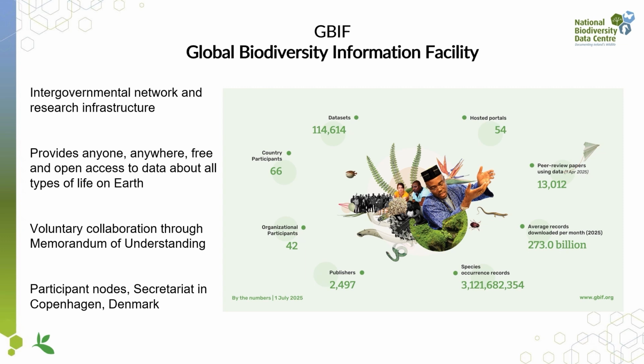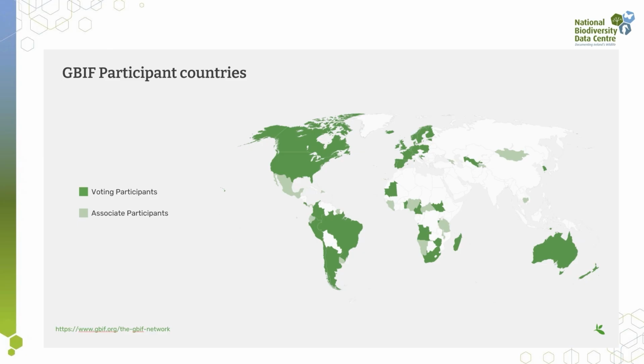These data are shared from thousands of different publishing institutions across the world as well. And at the minute, we're sitting at about 66 country participants. So here's a map of those participant countries. And membership fees for GBIF are based on the country's GDP, or their gross domestic product. So countries with a higher GDP pay a higher membership to allow countries with a lower GDP to still become members.